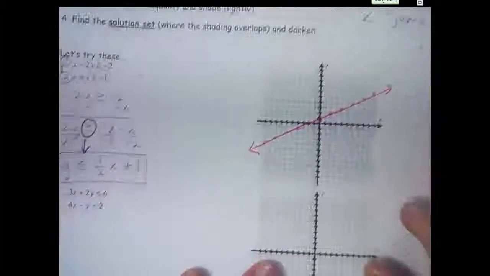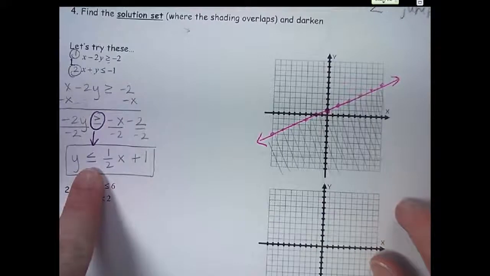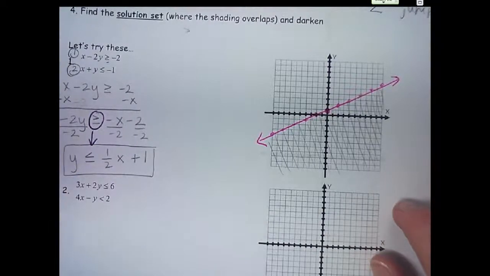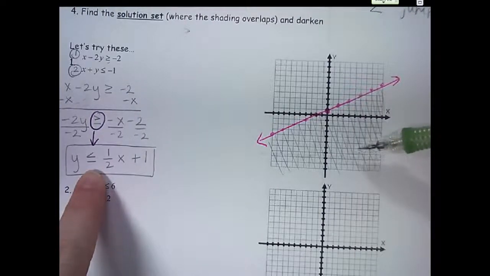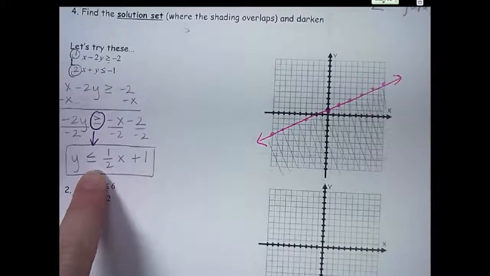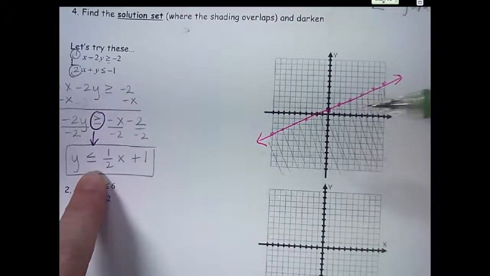I'll say it one more time. So when you look at this equation, this is a less than symbol. It makes the L, if you want to make it with your hand, it makes the L. Less than, so less than means I jump down, and that's where I shade. You can also plug in 0, 0 like I showed you before. That works as well.